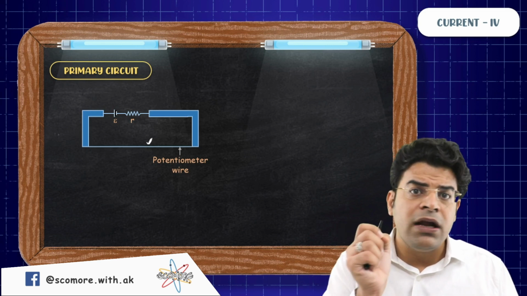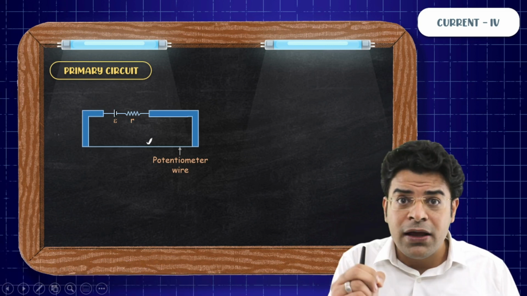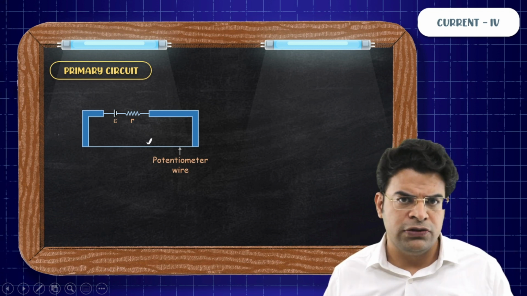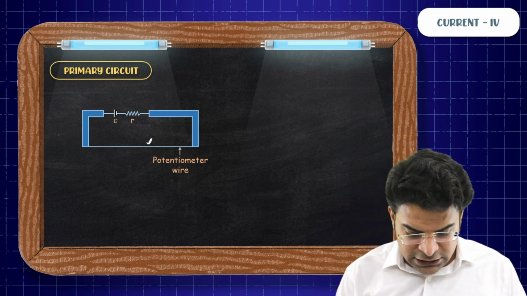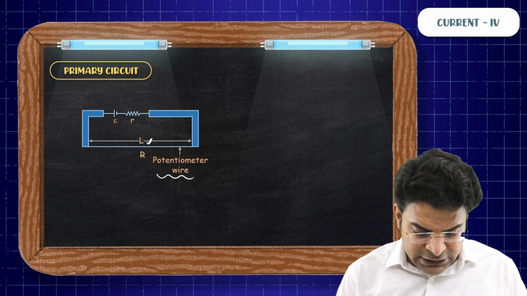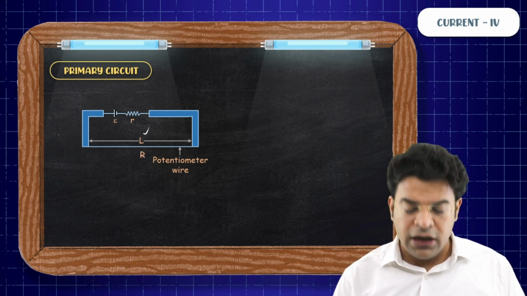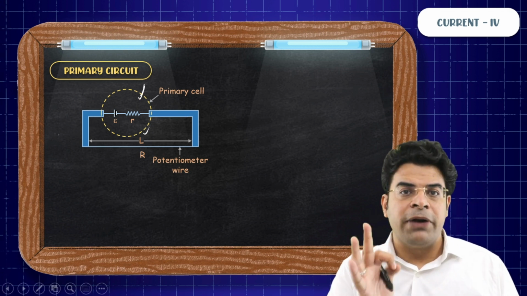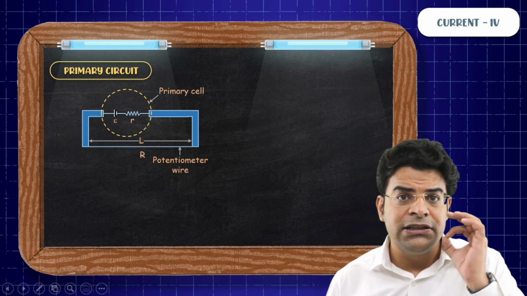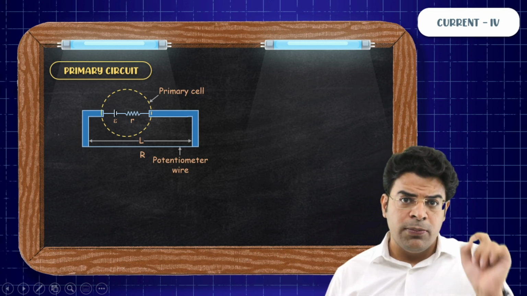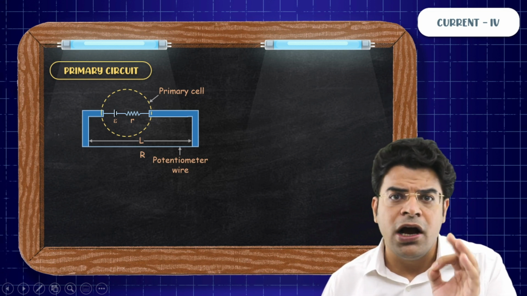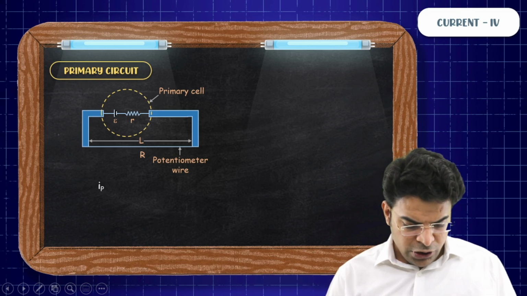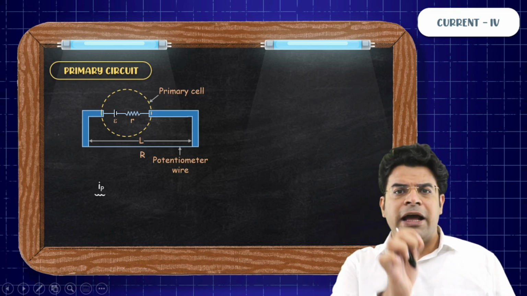Since some current flows through it and it's a thin wire, it has a higher resistance, so there is some potential drop across this wire. So this is the potentiometer wire, let's say of resistance R having a length L, and here we have this cell. This is called the primary cell. The primary cell is the one which drives current in the potentiometer wire, hence creating a potential drop across it. So the big question is, what is the current in this primary circuit?